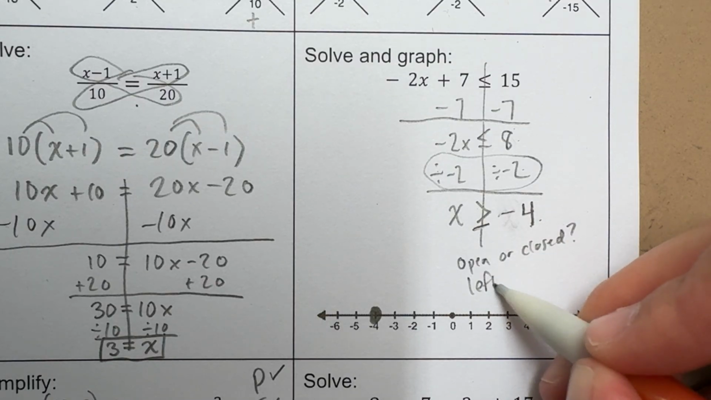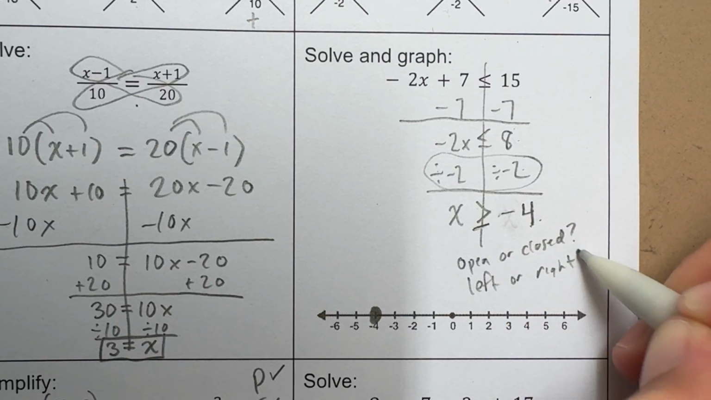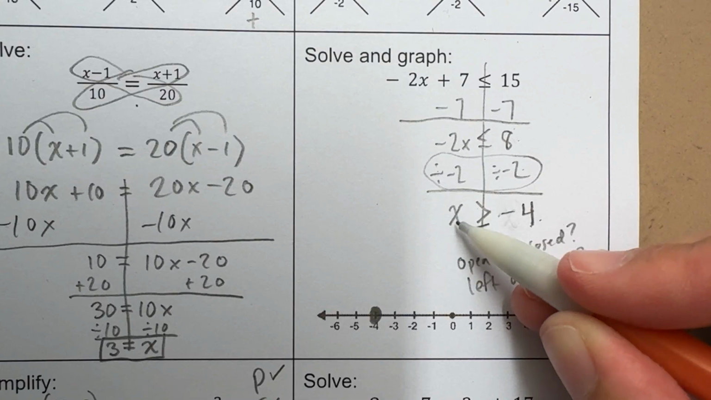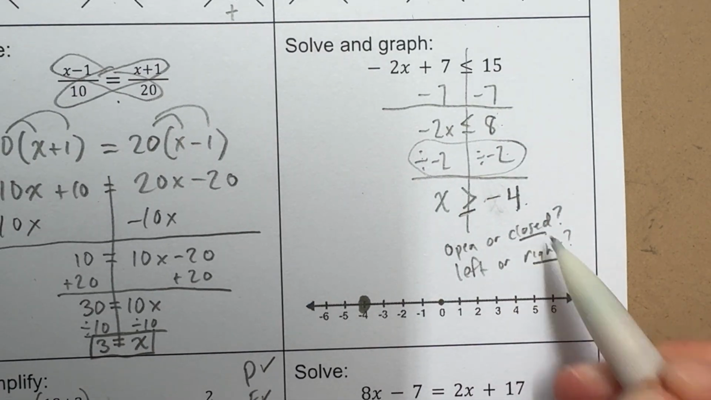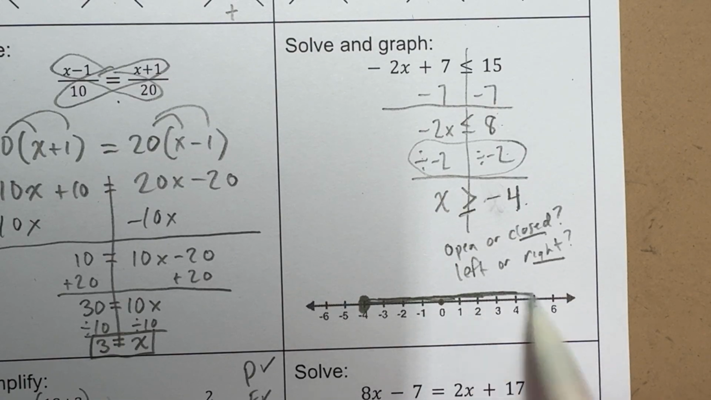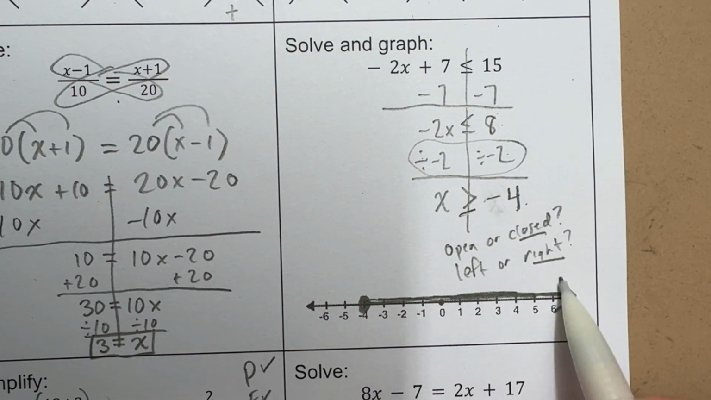And then are we shading left or right? This says greater than, right? The x is the larger number. The mouth is open towards the x. So I'm going to shade to the right because those are the numbers that are greater than -4.